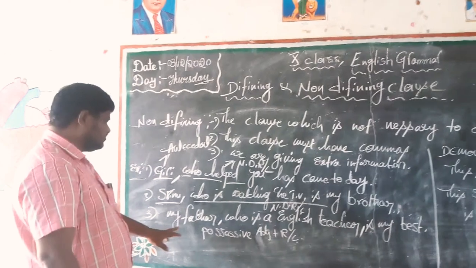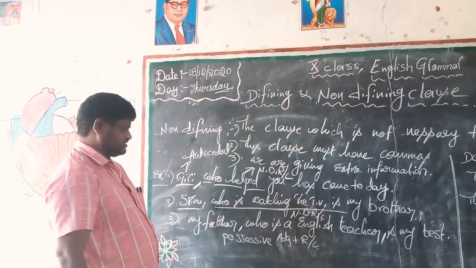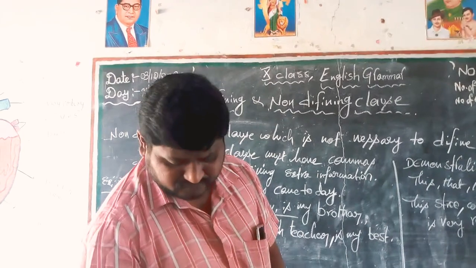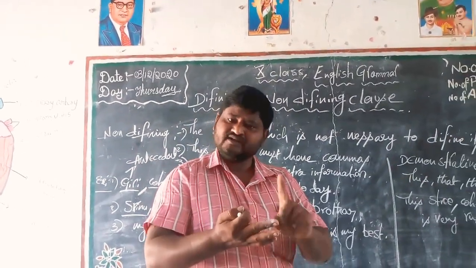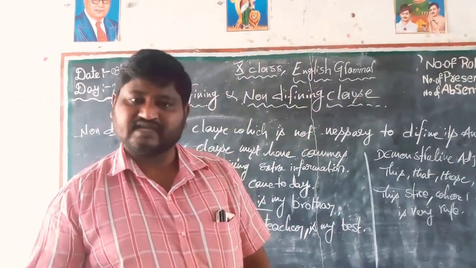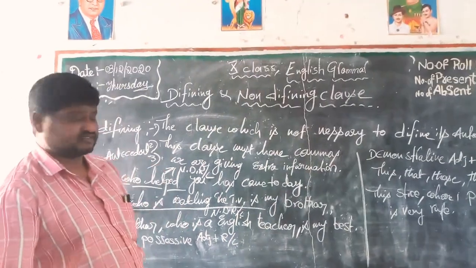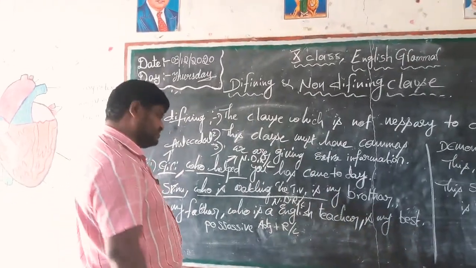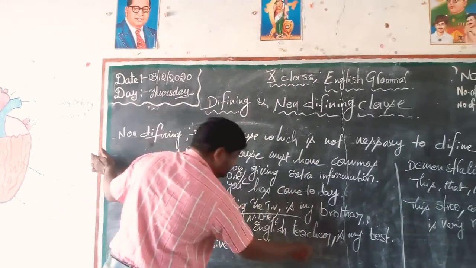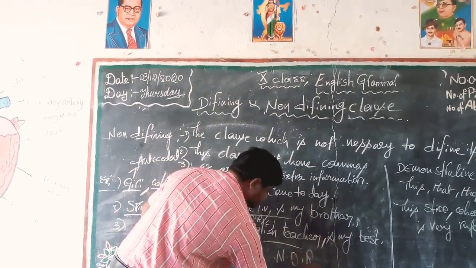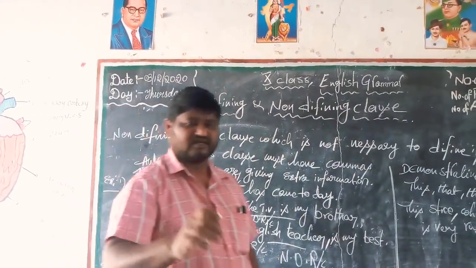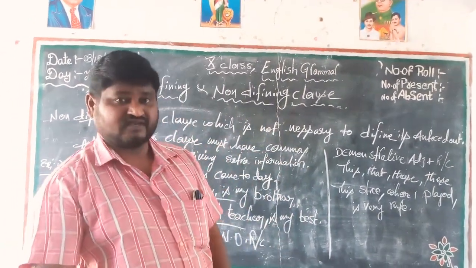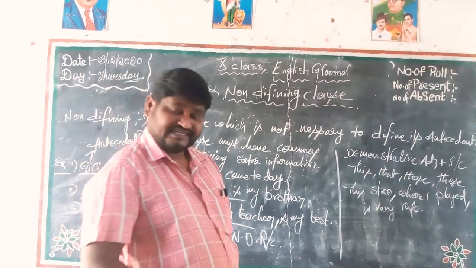That is what we are calling possessive adjective plus relative clause. In this sentence we have a possessive adjective. My father, my means possessive. I already told you in my previous videos: my, our, your, his, her, their. These are possessive adjectives. So when we have a possessive adjective plus relative clause in a sentence, this is also what we are calling a non-defining relative clause. Possessive means my, our, your, his, her, their.